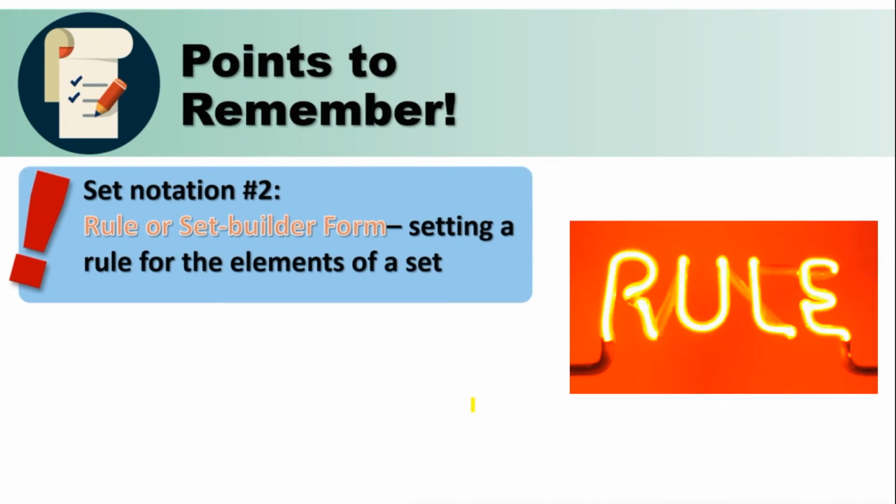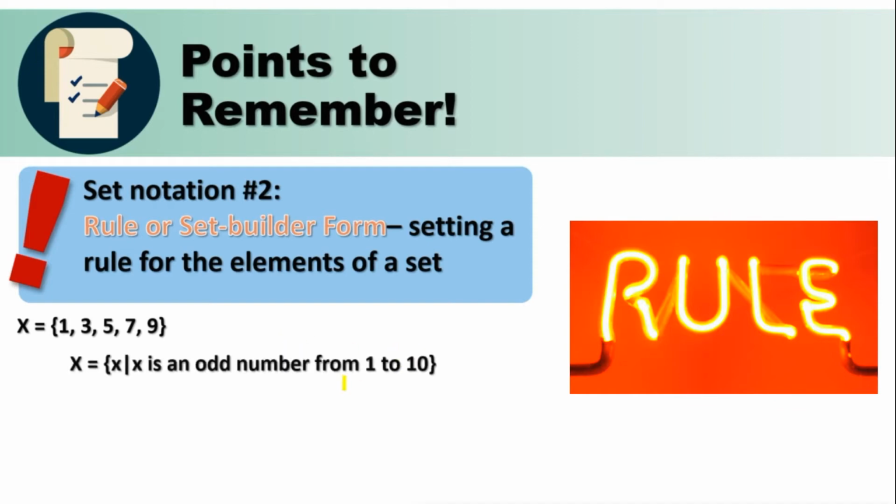Set notation number 2, the rule or set builder form. The rule or set builder form is setting a rule for the elements of a set. For example, set X that contains 1, 3, 5, 7, and 9. So it is written in roster form. So how are we going to write this in set builder form? In set builder form, it is written as and read as X is a set with elements x such that x is an odd number from 1 to 10.